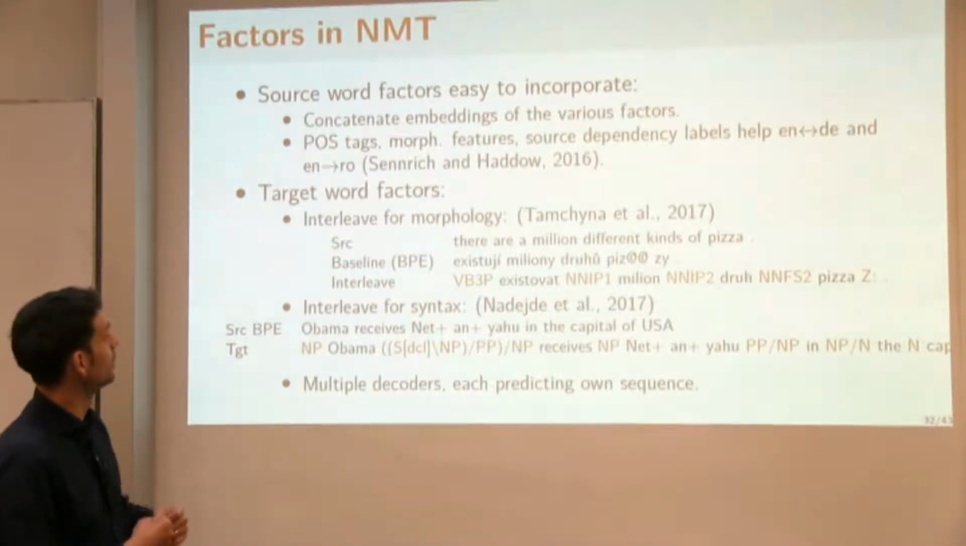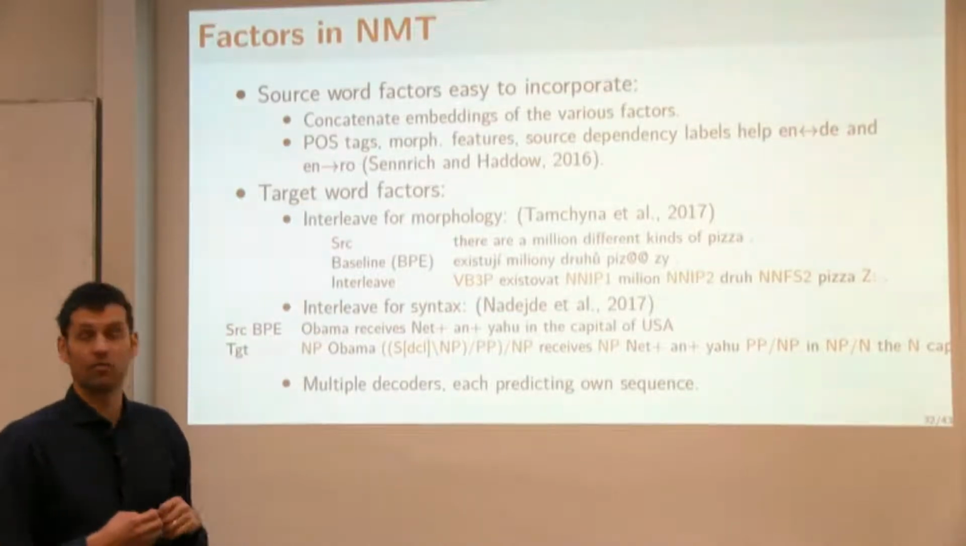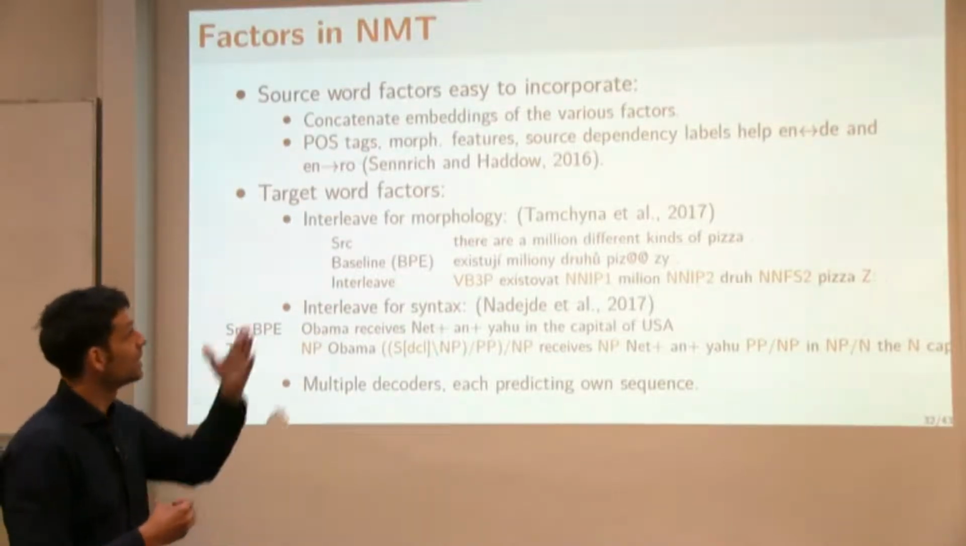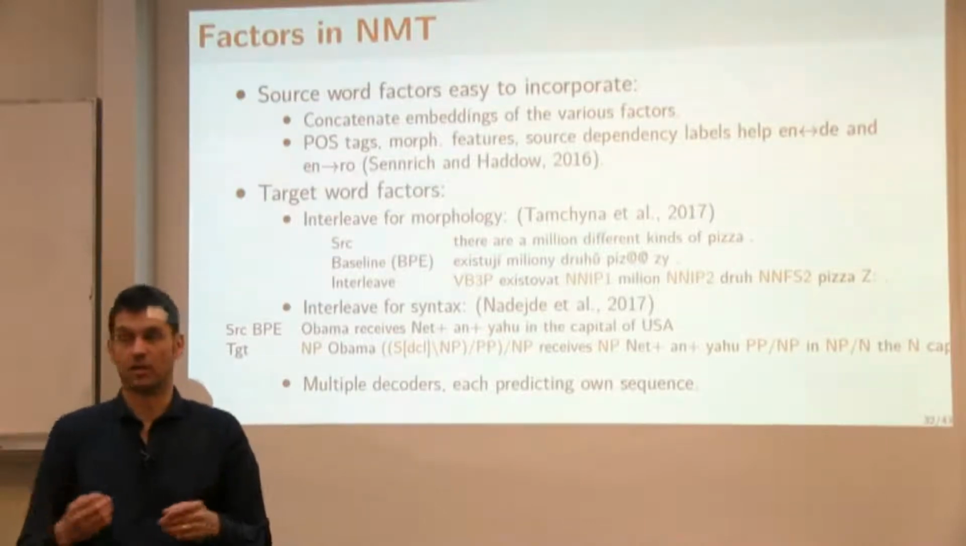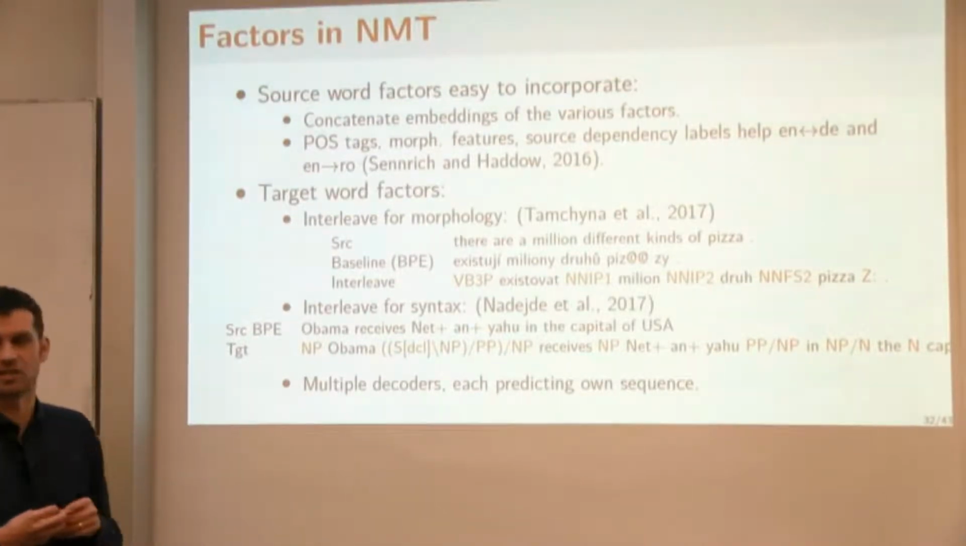And already in 2016, Rico Sennrich and Haddow have tried a number of such source vectors, and it helped them in English to German and English to Romanian translation.